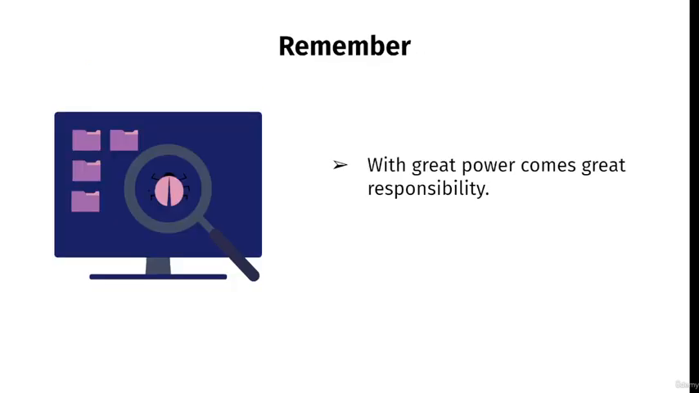So what we have to remember, what's the conclusion? This is just a cliche line from a movie: with great power comes great responsibility.